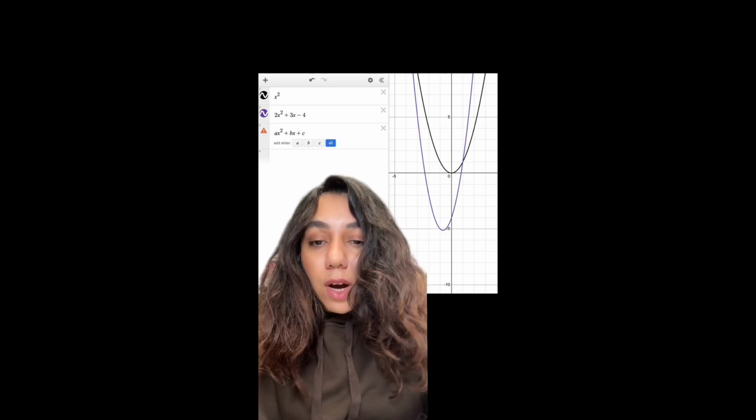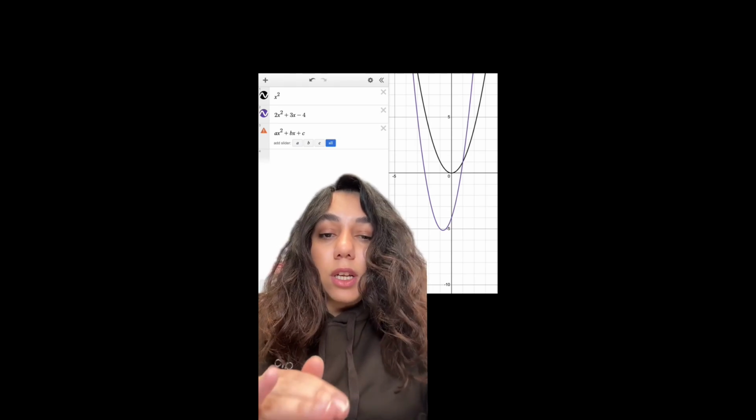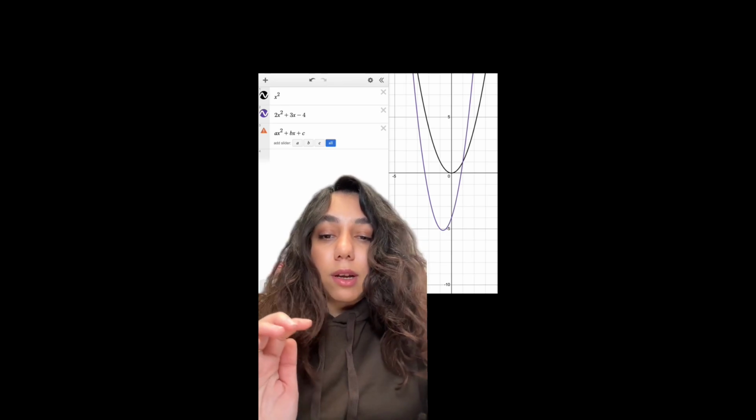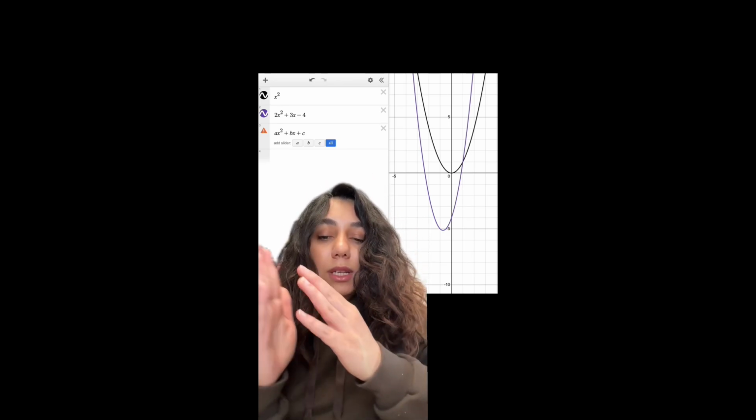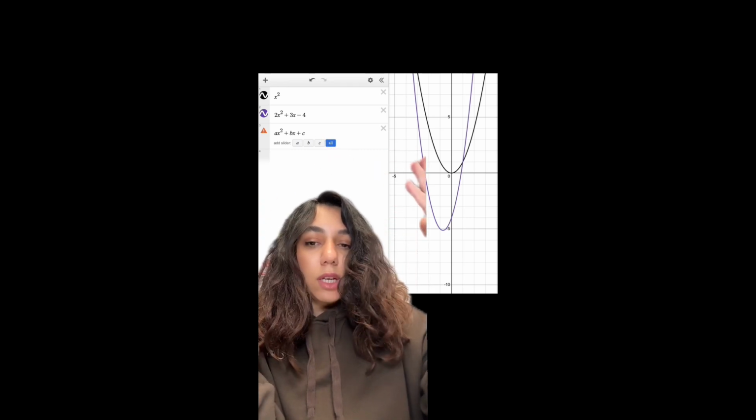C is the y-intercept. When you have the standard form, you don't need to worry about your y-intercept, where your function crosses the y-axis. It's just your c. Easy.